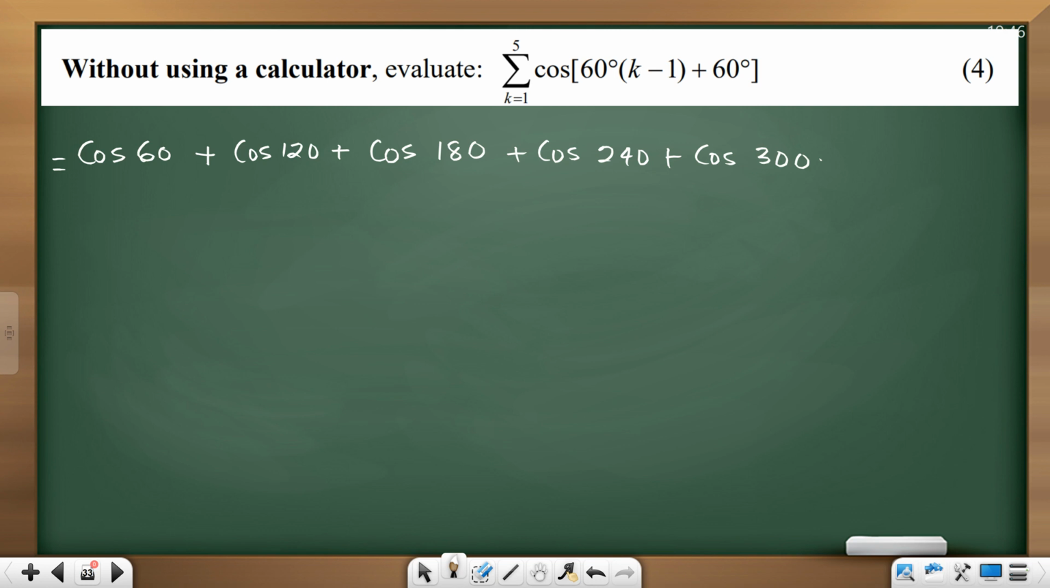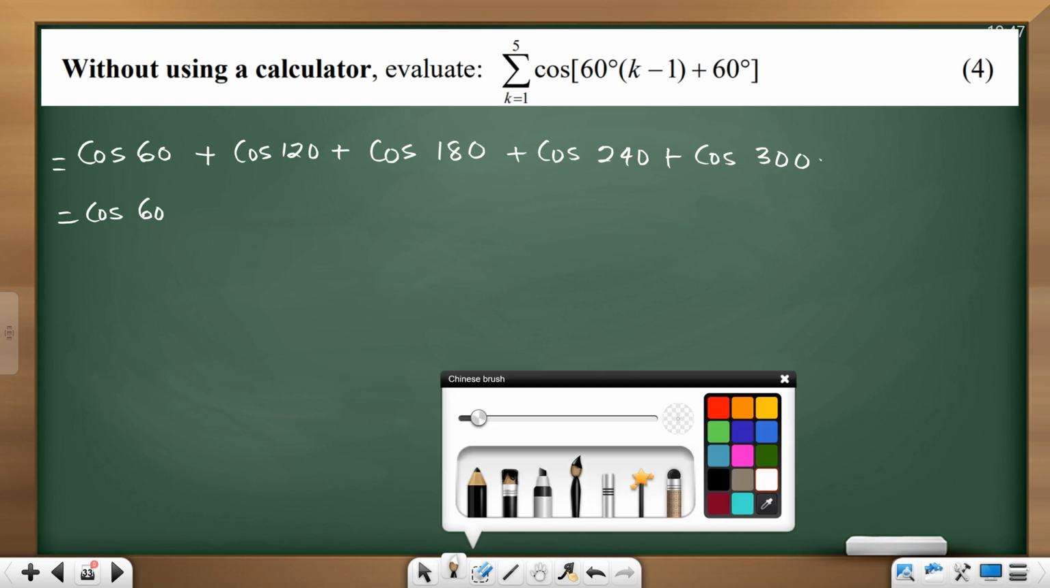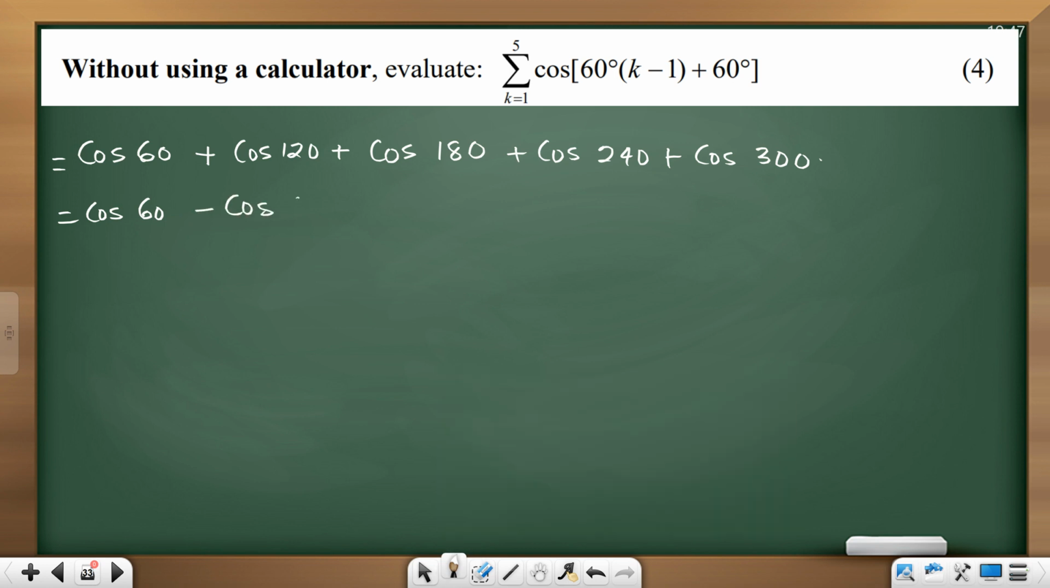Let's reduce. What is this? Cos 60. What is cos 120? Second quadrant. 180 minus 60. It's negative cos 60. It's in the second quadrant. It's negative. So what do we have? Negative cos 60. What is cos 180? Negative 1.